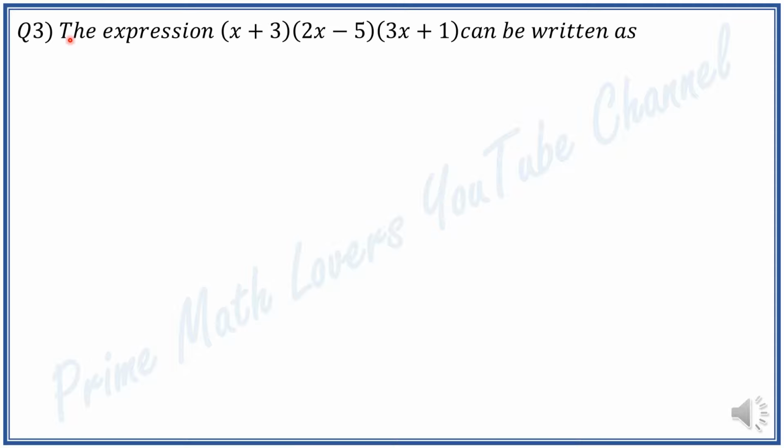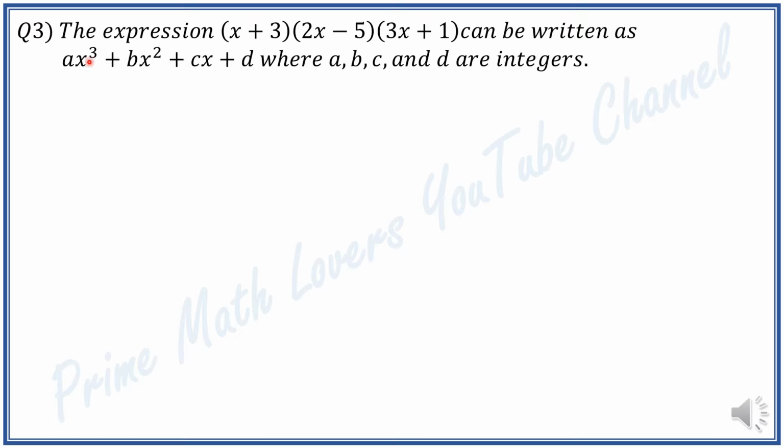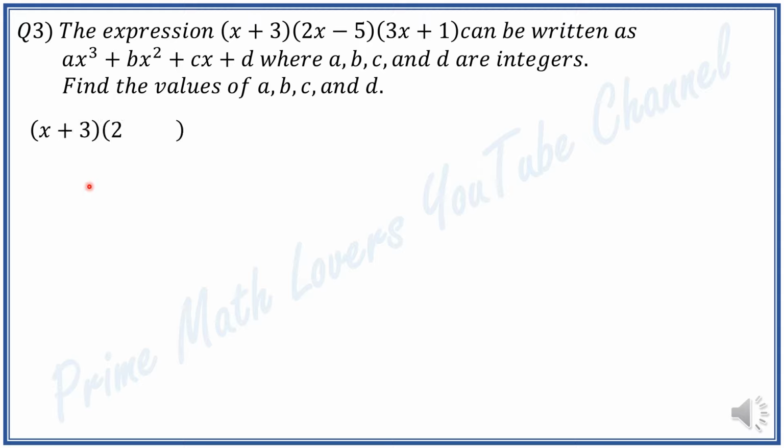Question 3. The expression x plus 3 times 2x minus 5 times 3x plus 1 can be written as ax cubed plus bx squared plus cx plus d, where a, b, c, and d are integers. Find the values of a, b, c, and d. We'll start by expanding the first two binomials and then multiply the result by the third binomial.